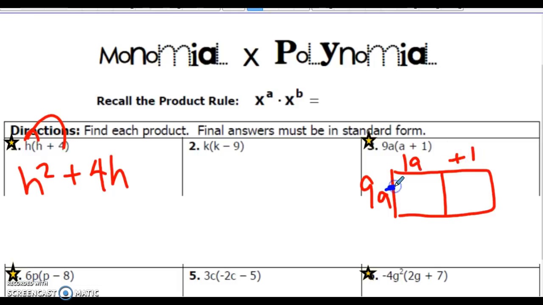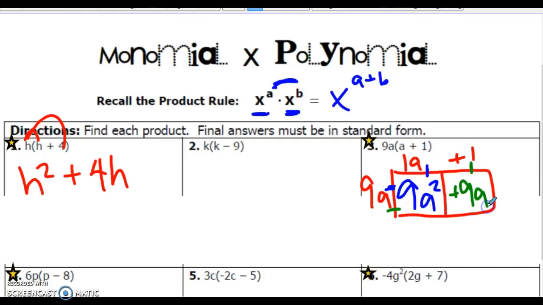So what happens when I do the 9a times 1a? Well, 1 times 9 is 9, and a times a squared. When you're multiplying, if you have the same base, you add up the exponents. So whatever they are, you just add them up. So this, a to the first times a to the first, is a squared. Then, what happens right here? I take 1 times 9a, gives me plus 9a. So now you can't put that together anymore, so your solution to that is 9a squared plus 9a.